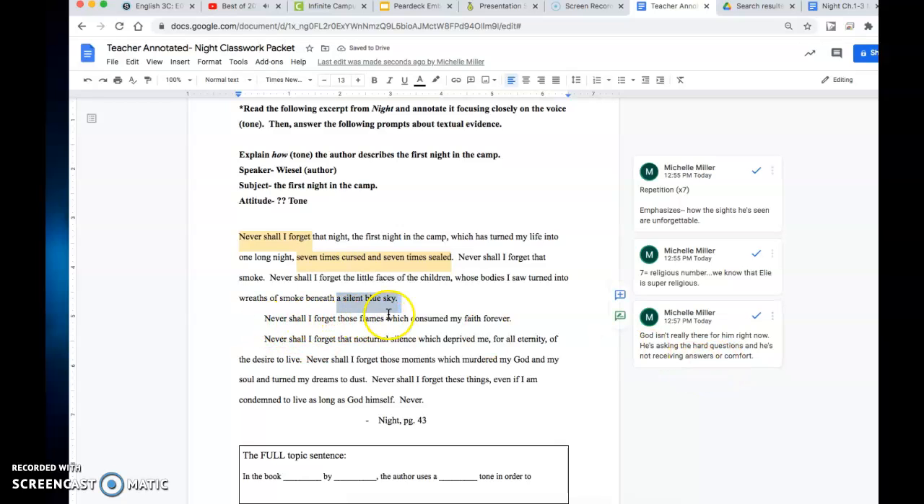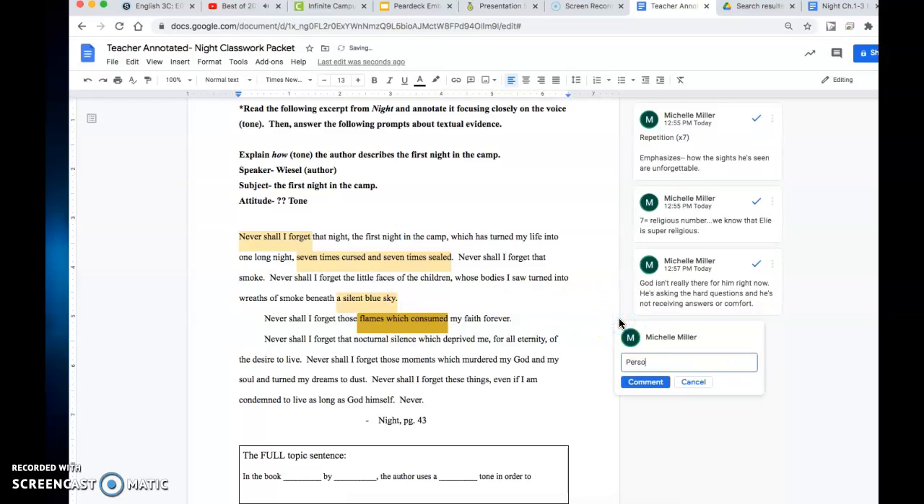Never shall I forget those flames which consumed my faith forever. So first thing I would note to you, flames which consumed, this is personification, which is a literary term. It means to give human-like qualities to things that are not human. So the flames are consuming. They're consuming his faith forever.